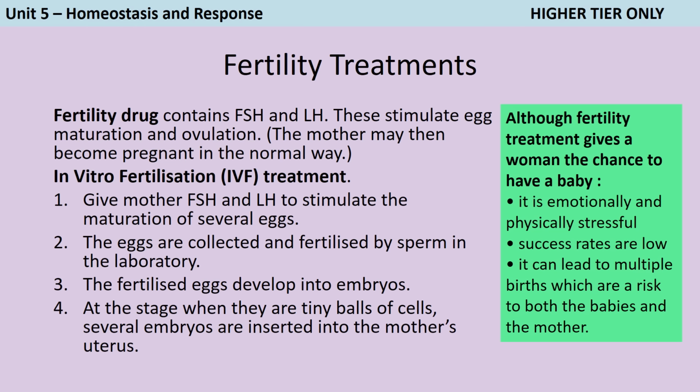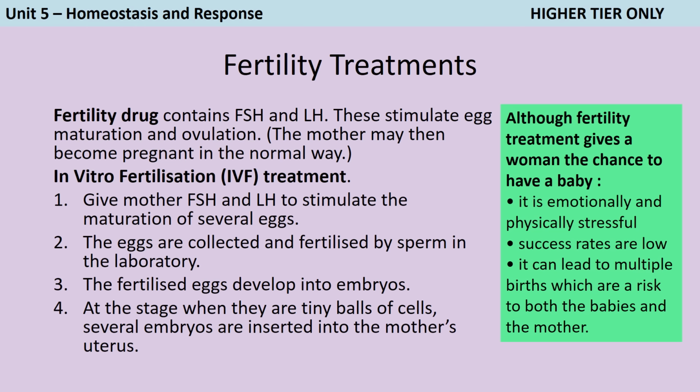If that's still not working, they may undergo in vitro fertilisation, which is basically where the sperm fertilises the egg in a petri dish. So the mother is given FSH and LH to stimulate the production of several eggs, and then they're collected and they're fertilised by sperm in the lab. Once those eggs start to develop into embryos, when the cells start dividing, several of them are inserted back into the mother's uterus.